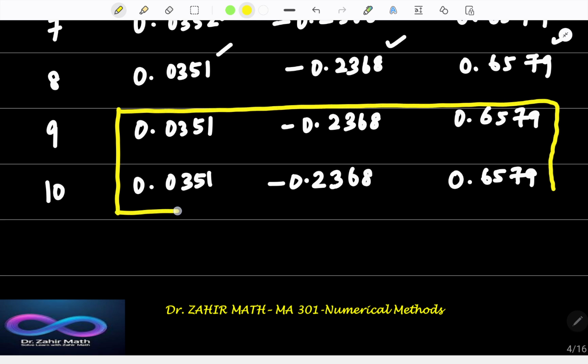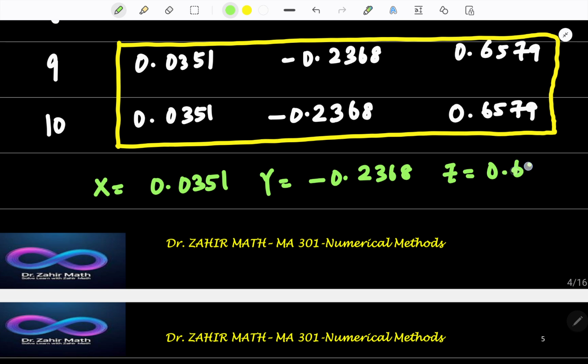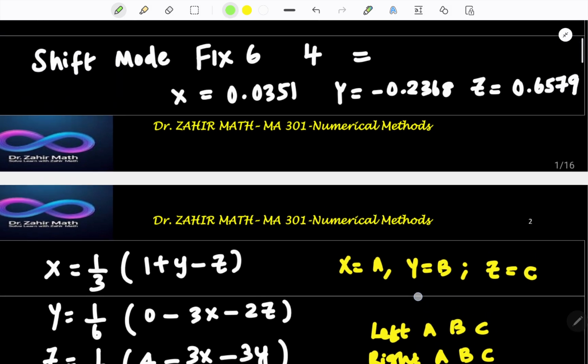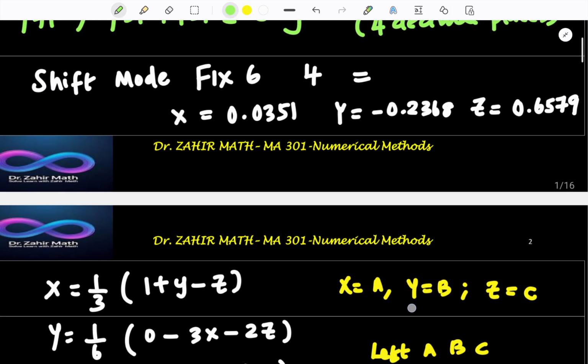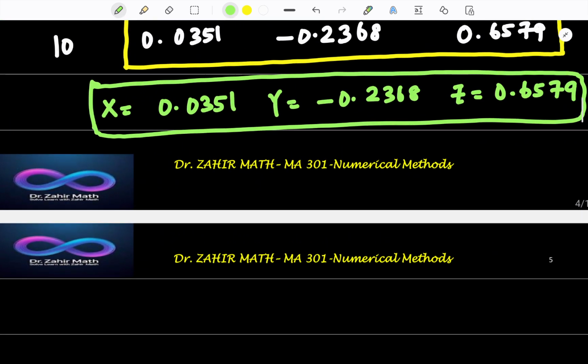So when the iterated values are the same, at that situation you can stop and write the final answer. X is equal to 0.0351 and y is equal to negative 0.2368 and z equals 0.6579. Let us see whether our values match the calculator value which we got before we started the problem. 0.0351 correct, negative 0.2368 correct, 0.6579. So you can check whether your answers are correct before you leave the exam room.